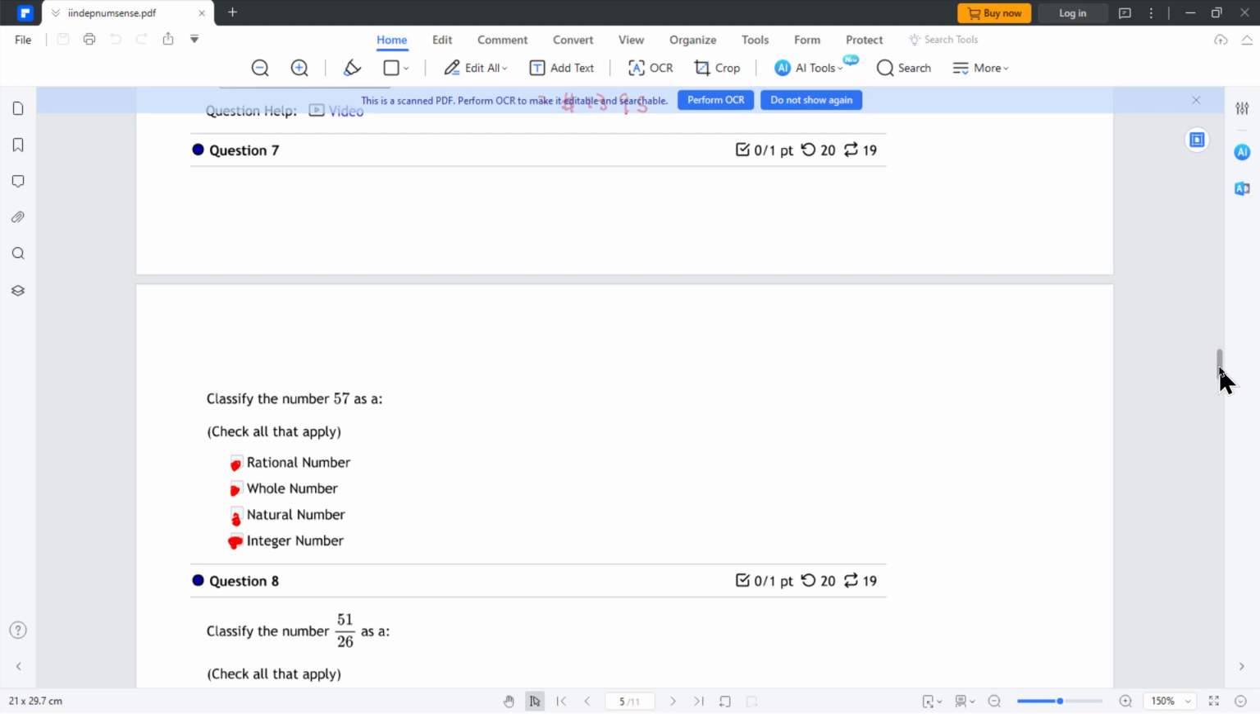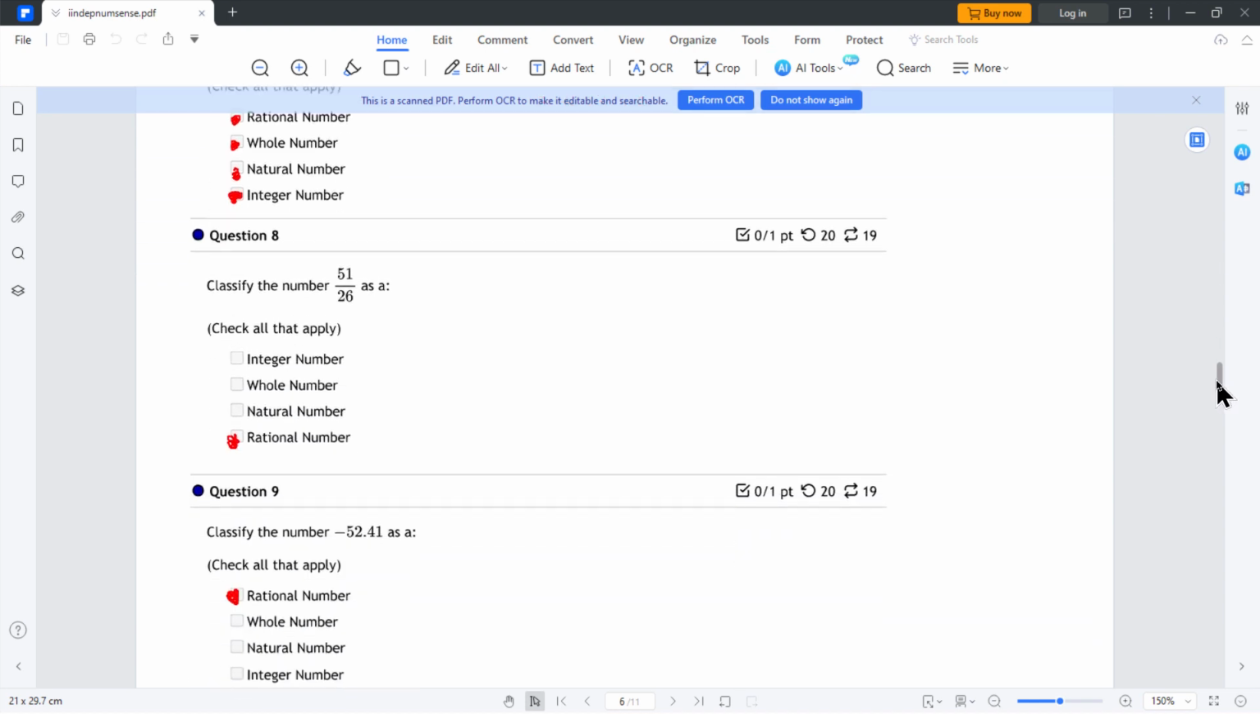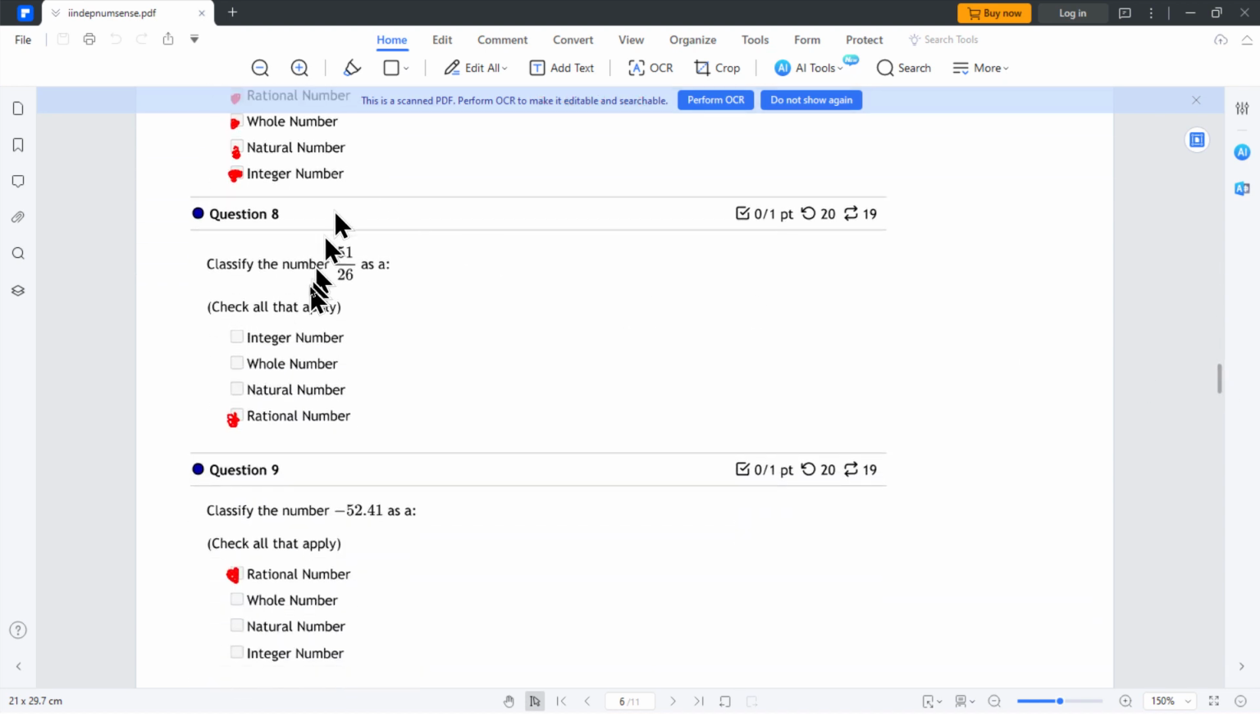Okay. Number 8. Classify this rational number here. Is it an integer? No, it's not. Is it a whole number? It's a fraction. No, it's not. Is it a natural number? No, it's not. It's a rational number. That's the only one that applies. It'll probably be written as a fraction.